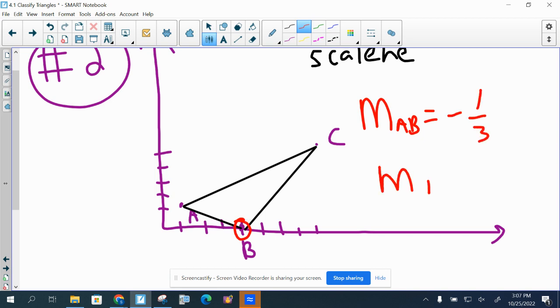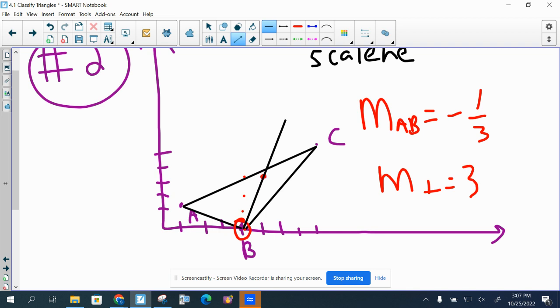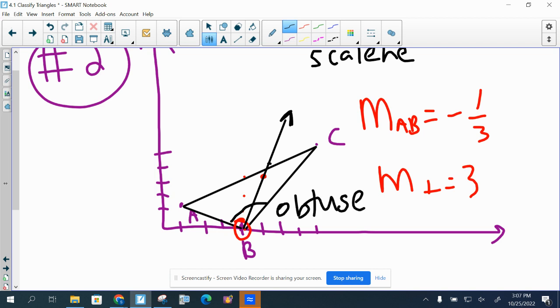The perpendicular slope would be positive 3. So from B, I'm going to go up 3 and over 1, draw in that perpendicular line, and I can see then that this perpendicular line is less than angle ABC. Therefore, this angle is greater than 90. It's an obtuse angle. So it's obtuse and scalene.